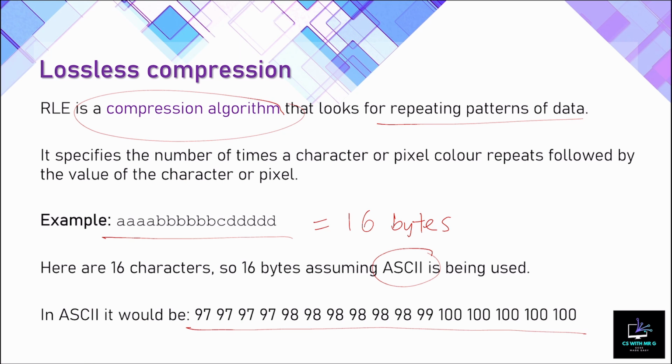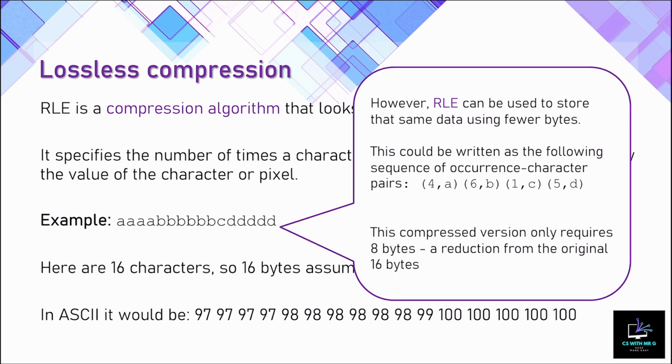Now in this scenario, we've got repeating patterns of data in that A is repeated, B is repeated, C isn't, but D is. So with repeating patterns, what we can do, rather than save each individual letter, we could just simply state how many times that letter repeats and store that number instead of each individual letter. So you can see we've got 4 A's, 6 B's, 1 C, and 5 D. And by storing a number and a letter, we're only taking up 8 bytes as opposed to the 16 bytes that we originally said. Run length encoding will look for these patterns and reduce the file size in that way.